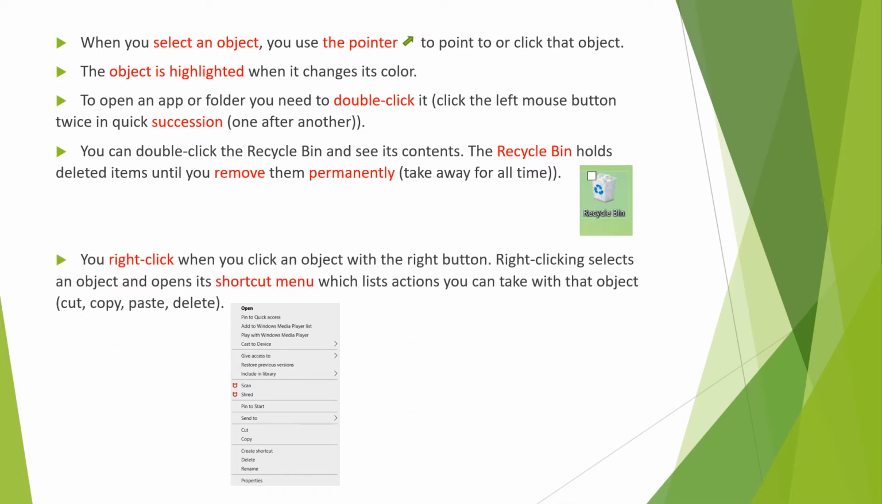You right-click when you click an object with the right button. Right-clicking selects an object and opens its shortcut menu which lists actions you can take with that object. Cut, copy, paste, delete.